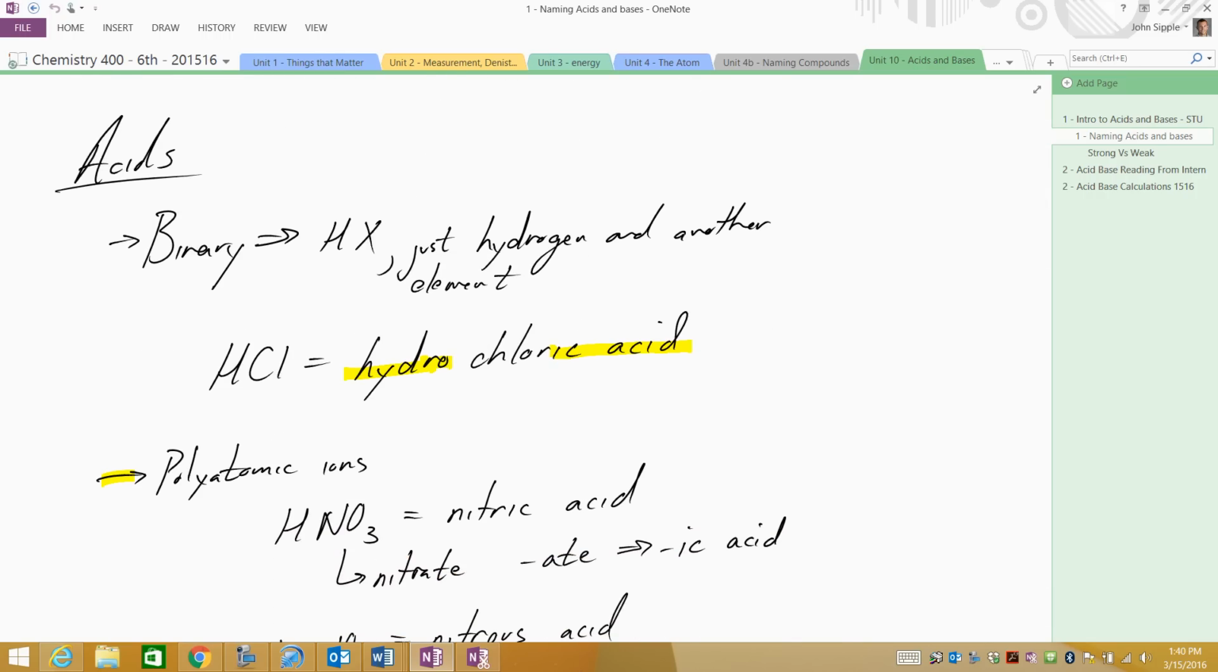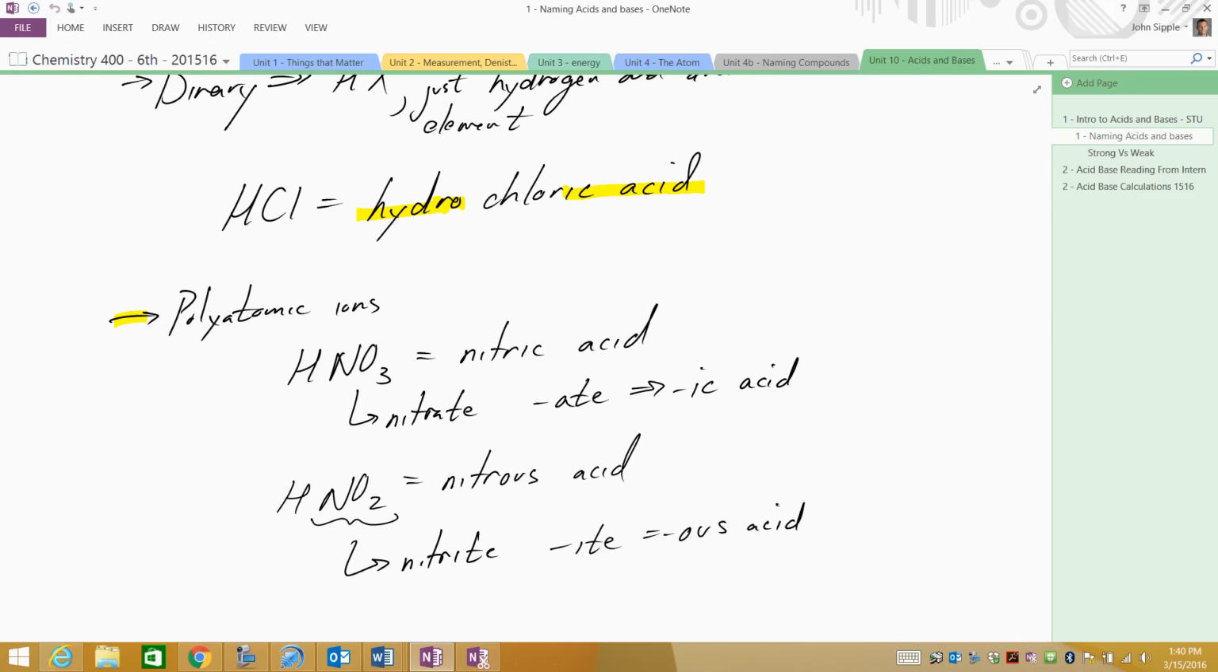Very last rule here. If you're looking at polyatomic ions, any of the polyatomic ions in the back of your purple sheet there, aside from hydroxide, you're talking about two rules there. So, the example here, HNO3, that's nitrate. You take off the ate and you put on the ic acid. So, if you ate it, it's icky. It's an easy way to remember that. If you ate it, it's icky, so you put on the ic acid for that, nitric acid.